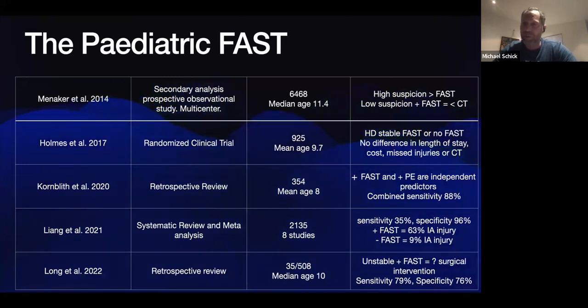Ling et al. did an important study where they did a nice systematic review meta-analysis of 8 different studies. And one of those studies was that Holmes study that we have here in the chart. And they were all prospective studies that they included. And they found that the pooled sensitivity of the FAST exam for pediatric patients was just 35%. So that, I think, number is really critical, knowing that, well, if you have a low likelihood of pediatric blunt trauma, you do the FAST exam and it's negative, there is still a chance that the patient has significant trauma and you're going to miss it on the FAST exam.